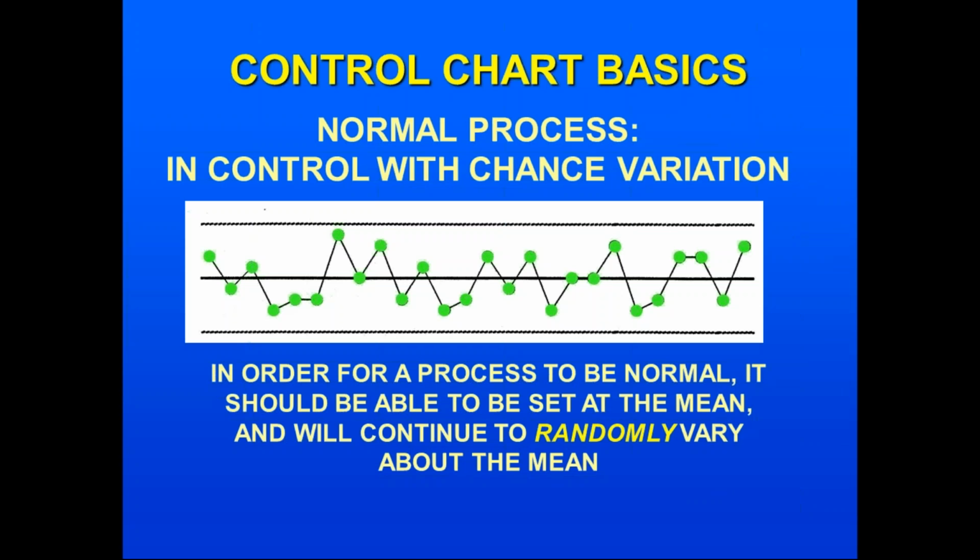Let's first go through what a normal process is. It's in control with chance variation. That is, in order for a process to be normal, it should be able to be set at the mean and will continue to randomly vary about the mean without any operator intervention. So if you're familiar with precision machining, you know that if you set a machine at a particular size and walk away from it, it's not going to stay there. And we also know why.